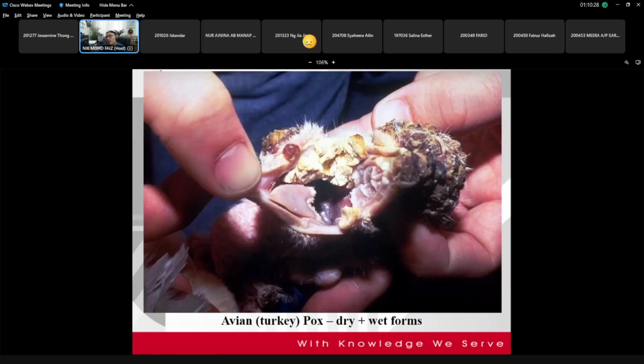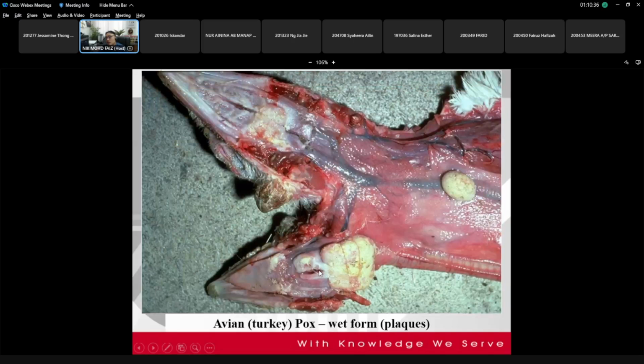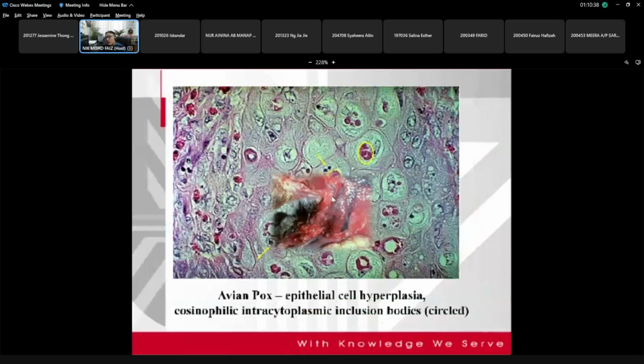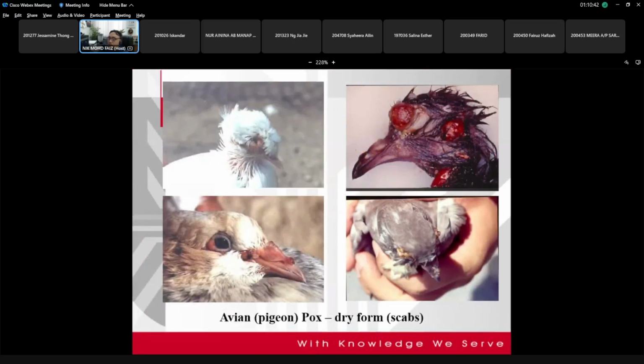Ni kalau macam dry form kan, dia masuk dalam mulut dia. Kalau yang severe punya macam ni, dia tutup opening of the mulut tu. Macam ni, nampak tak? Okay, so dia tak boleh makan. So dia orang mati bukannya sebab virus tu infecting the body systemic ke apa, tak ada. Dia very localized. Tapi kadang dia mati sebab tak nampak.